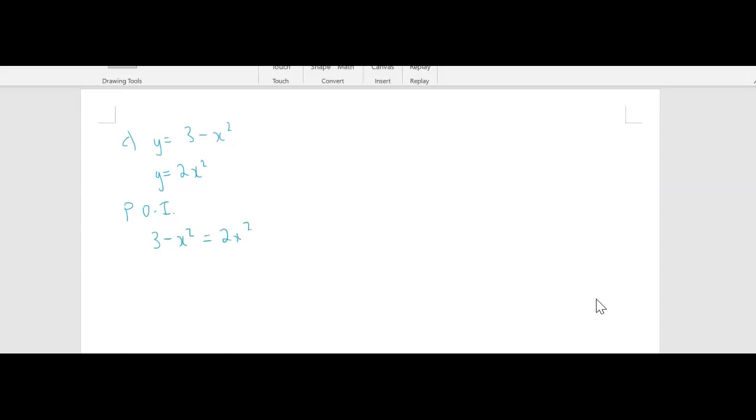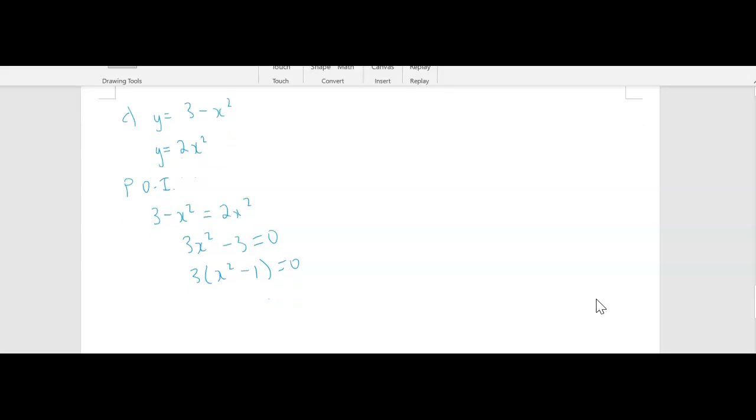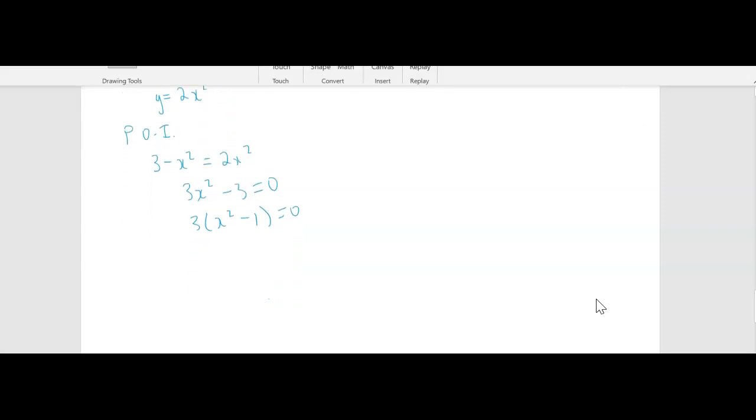2x squared. All right, so we're going to have 3x squared minus 3 equals 0. Just double check that because sometimes we can do things quickly. All right, and then we take out 3 as a common factor, and then we've got x squared minus 1. So we can do the difference of perfect squares. So it's going to be x plus 1, x minus 1 equals 0. So x equals -1, x equals 1.